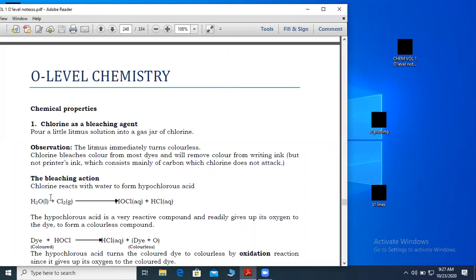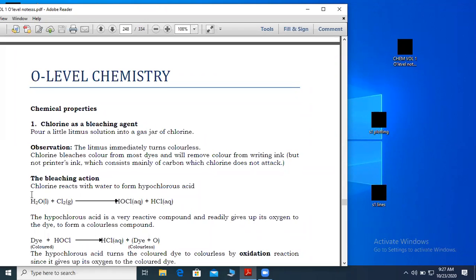First of all, chlorine reacts with water to form hypochlorous acid. I've been telling you all along that the hypochlorous acid is the one responsible for the bleaching effect. Hydrochloric acid turns the blue litmus paper to red, but hypochlorous acid is the one responsible for the bleaching effect.